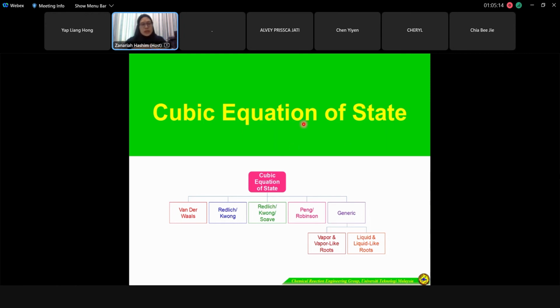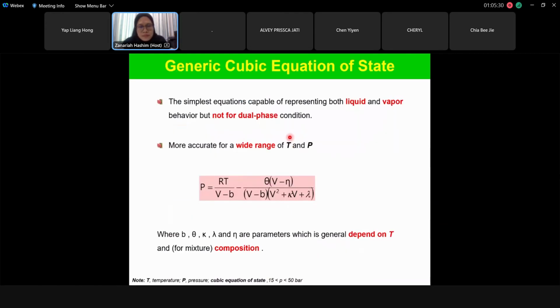Okay, next is the cubic equation of state. Mungkin I think this part is probably slightly difficult for you. Okay, it's slightly more complicated compared to the virial equation. Okay, so cubic equation of state.